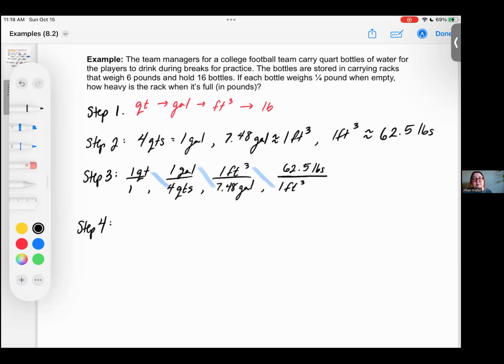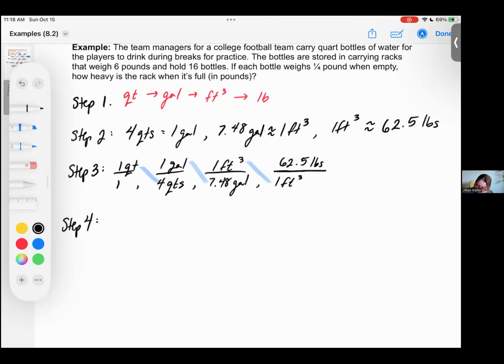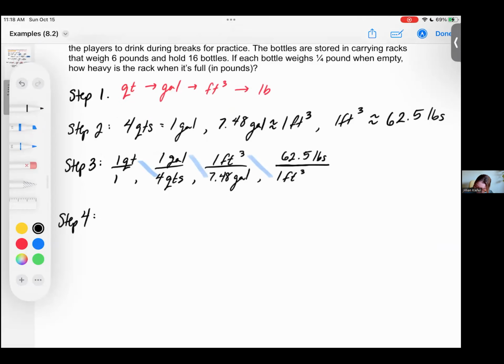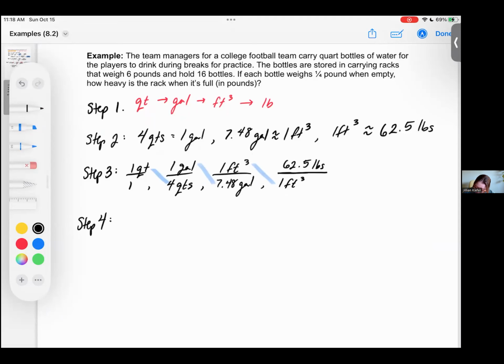So step 4, we multiply. We've got 1 quart over 1 times 1 gallon over 4 quarts times 1 foot cubed over 7.48 gallons times 62.5 pounds over 1 foot cubed.